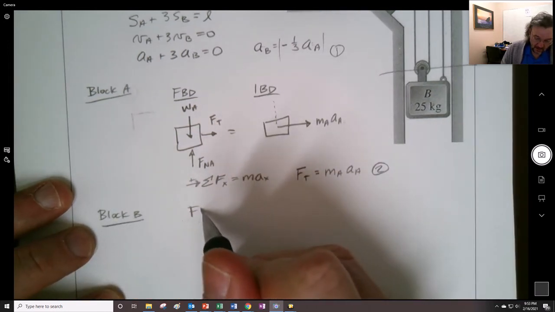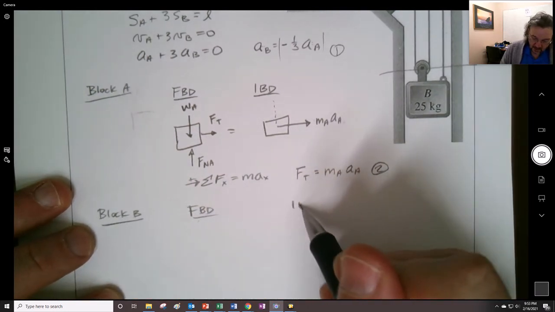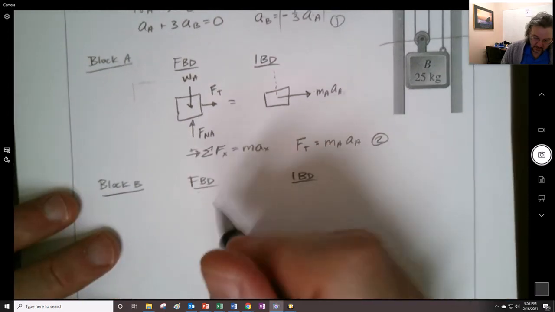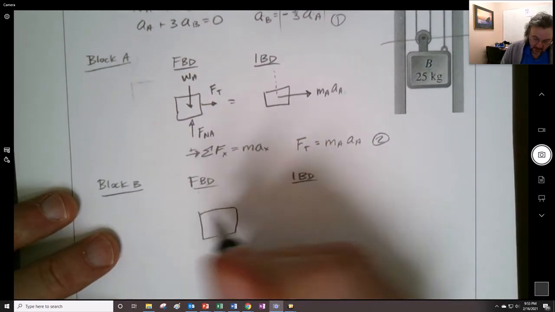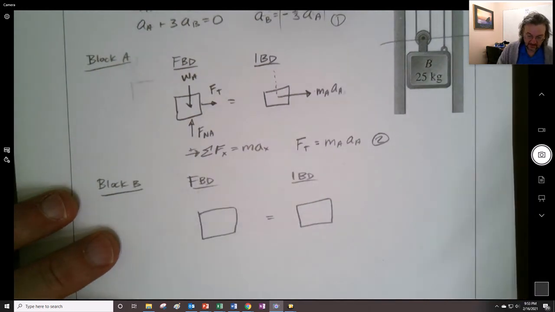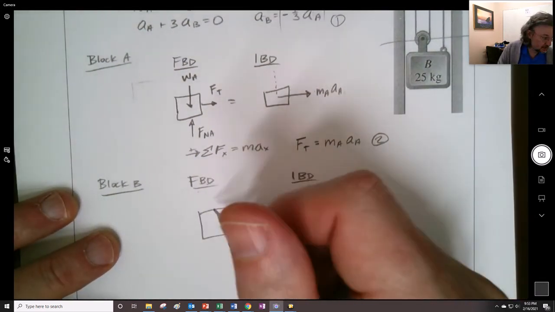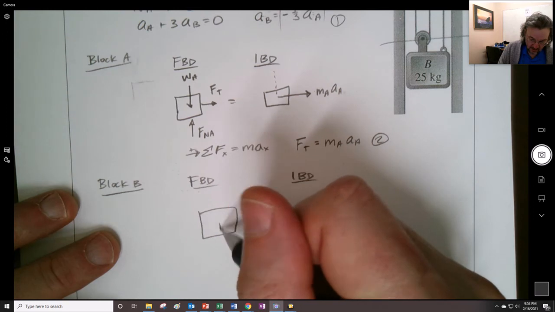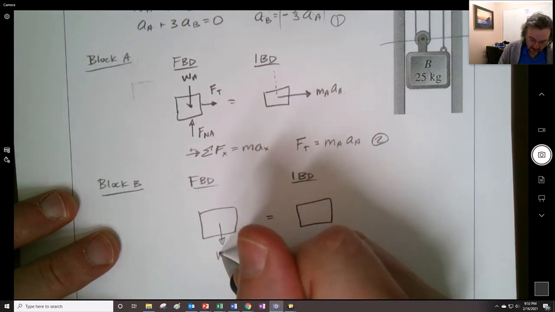And take the FBD and the IBD and draw it in there. Now, here we're going to have weight. I'm going to draw this coming down this way. This is going to be the weight of B.